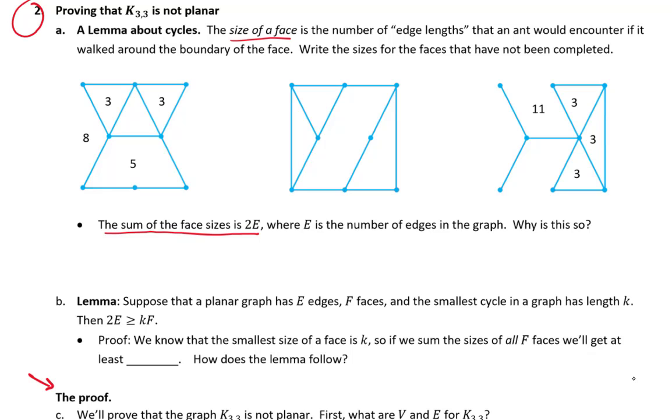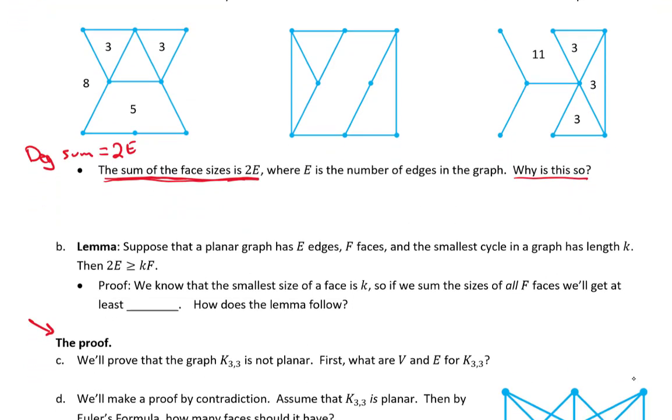This is kind of interesting. Do you see how this relates to something earlier that we studied? The degree sum. The degree sum of a graph equals 2e. So maybe there's some kind of similarity going on here. The question says, why is this so? And you don't need a lot, maybe just a sentence or two to think about why this lemma should be true. Why is it that the sum of the face sizes is 2e?